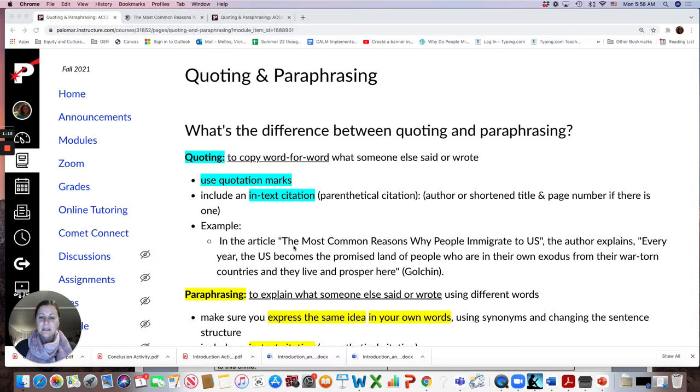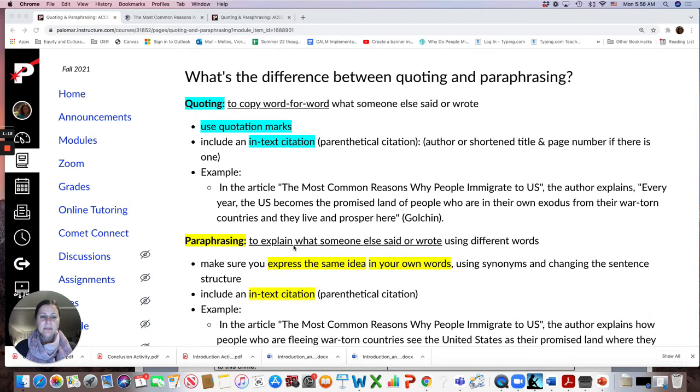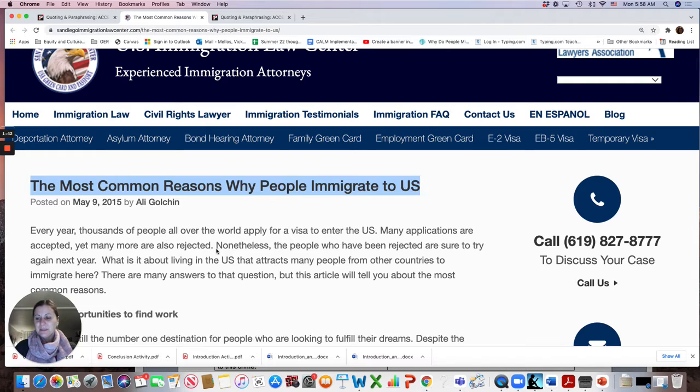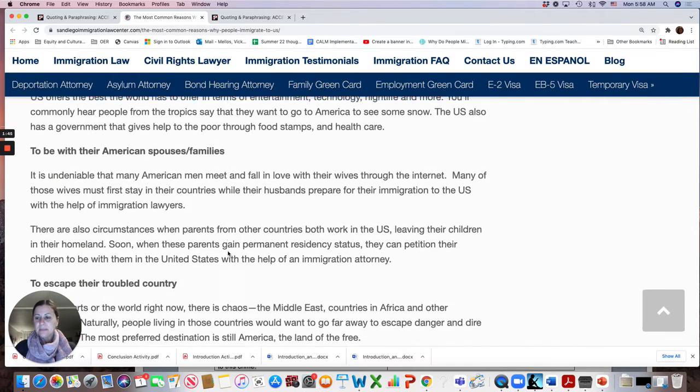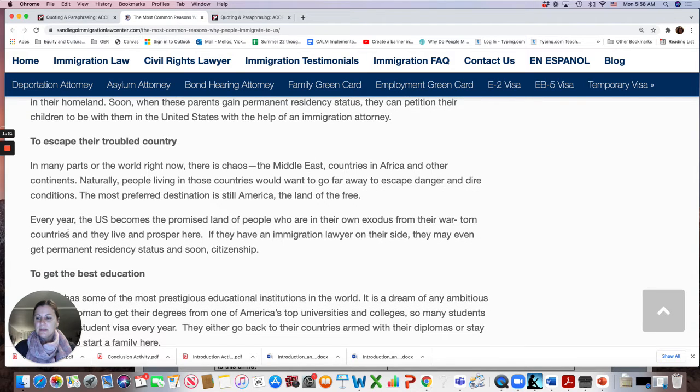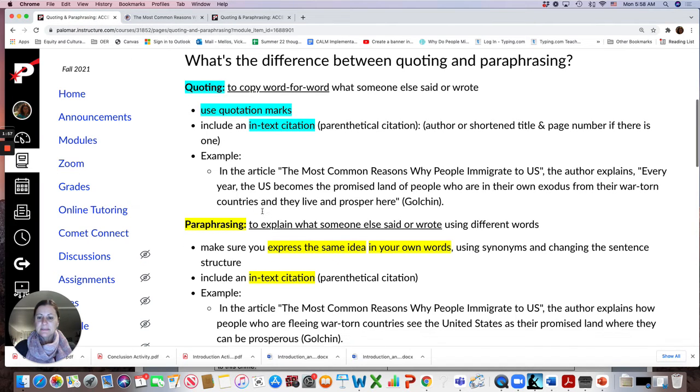Here's an example. In the article, "The Most Common Reasons Why People Immigrate to U.S.," the author explains, "every year the U.S. becomes the promised land of people who are in their own exodus from their war-torn countries, and they live and prosper here." So this comes from this article right here. The author's last name is Golchin. There are no page numbers because it's an online source. But this quote came from right here. So it's copied word for word. I didn't make any changes. So that's what quoting is.